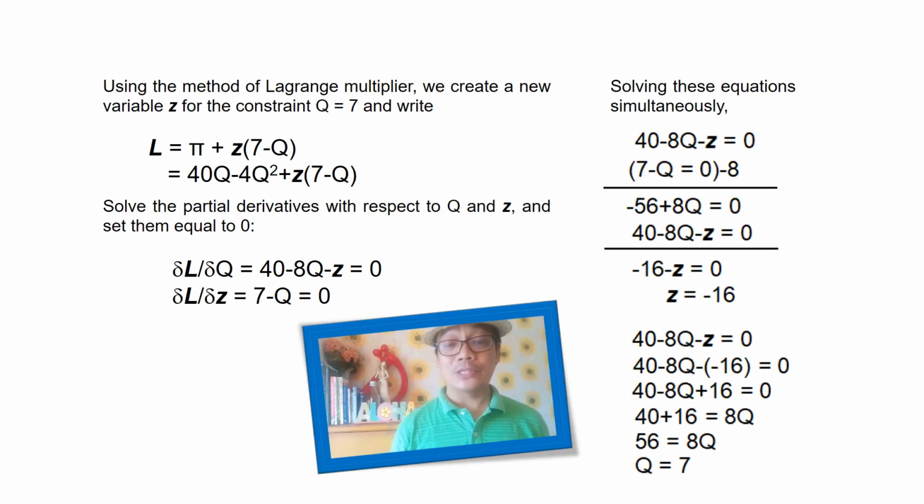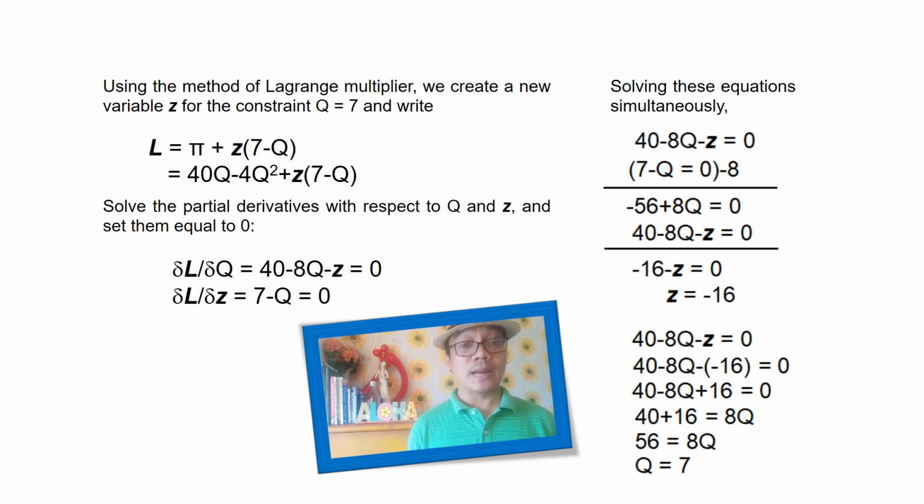To use the method of Lagrange multiplier, we create a new variable z for the constraint q equals 7 and write the Lagrangian function, which is equal to 40q minus 4q squared plus z times quantity 7 minus q. In short, we have formed L, denoted the Lagrangian, by taking the original objective function and adding to it the binding constraint multiplied by the z variable.